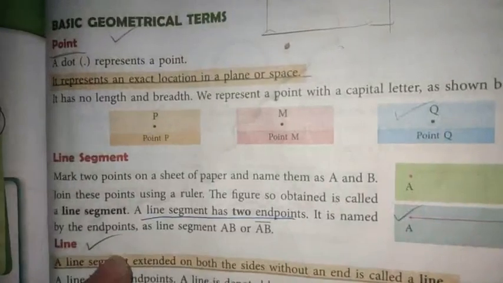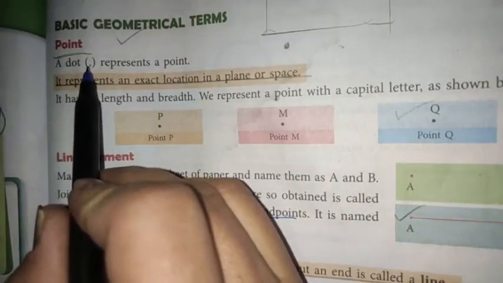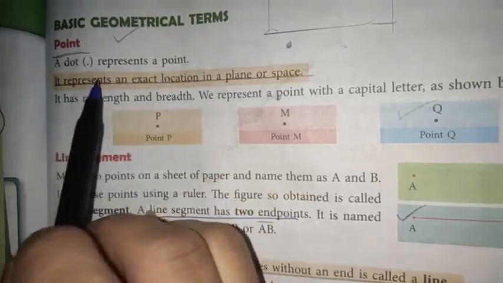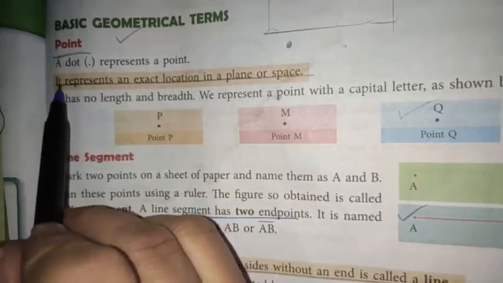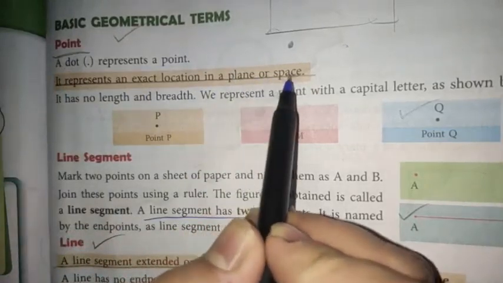You can give the name point A, or whichever alphabet is your favorite one: point A, point B, point C, point D. Whenever you draw a dot like structure, a name should be given to that point. Here the definition is a dot. Just see the dot, full stop is there. A dot represents a point. So what is this dot? It represents an exact location in a plane or a space.